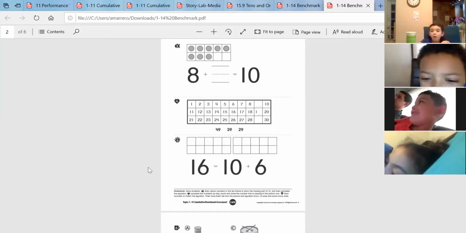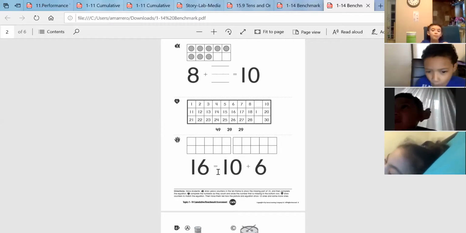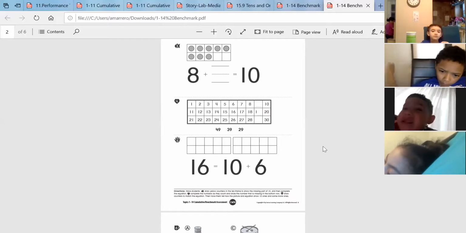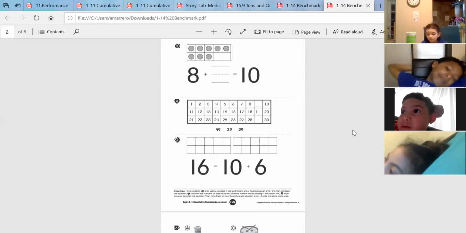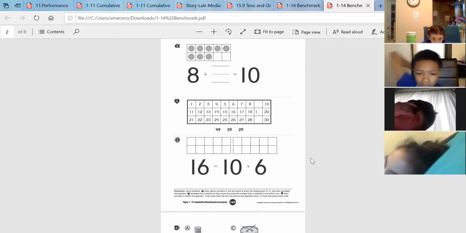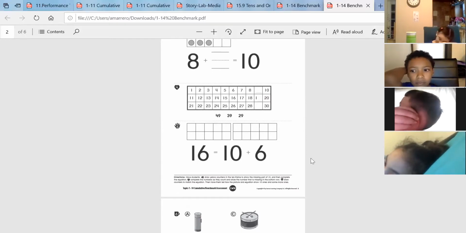So for number 5, there was already an equation there. It said 16 equals 10 plus 6. And all you had to do was draw your counters in. 10 plus 6 more. You have to color it in. I'm not giving you the answer to that one either, because that one is easy peasy.